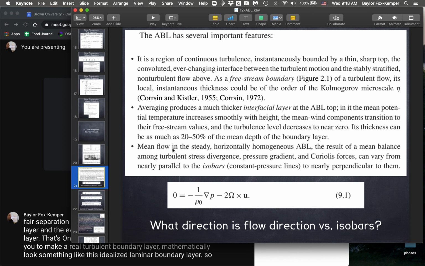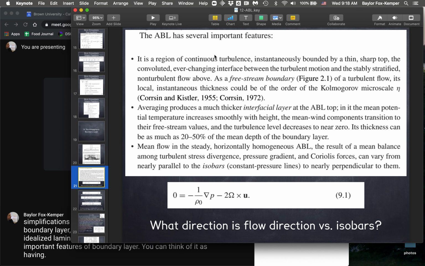So there are a few important features of the boundary layer. You can think of it as having continuously provided turbulence. So the boundary layer and the mixed layer might be quite different in that sense. We think of the boundary layer as being the one where the turbulence is, and the mixed layer being the one where the tracers within that layer are homogeneous in the vertical direction, well mixed. So sometimes the boundary layer is called the mixing layer, and the mixed layer is called the mixed layer, to get that distinction.